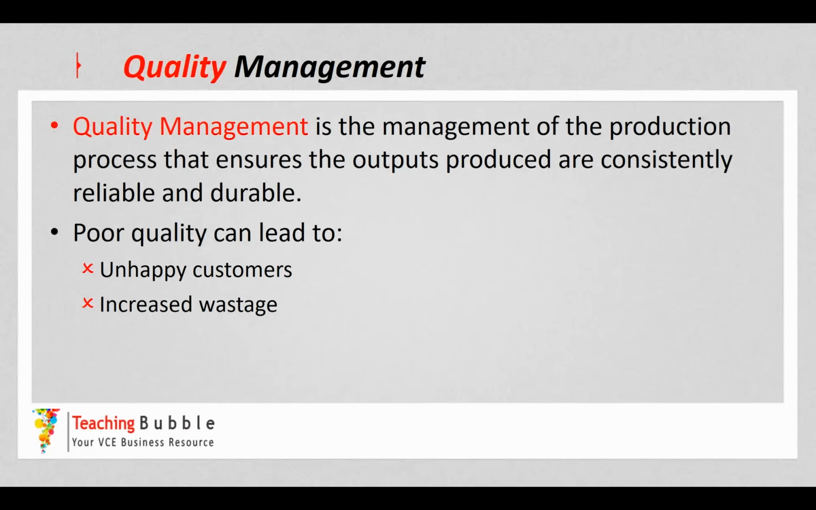Because poor quality can lead to things like unhappy customers, increased wastage, which obviously then leads to less profits, less sales, increased costs and those types of things. So a business wants to have a high quality operation system that produces a high quality product.